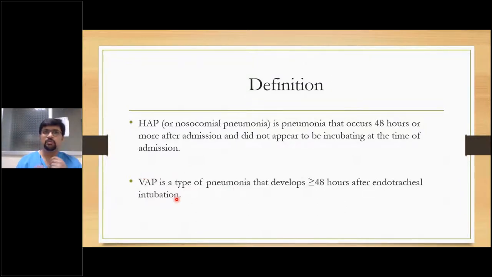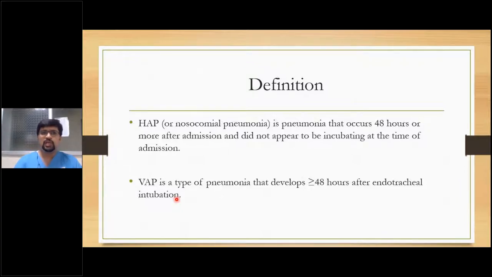Second thing is VAP or ventilator associated pneumonia is a subset of hospital acquired pneumonia. Only the people who are on a ventilator after getting admitted to the hospital usually develop a ventilator associated pneumonia. VAP is a type of pneumonia that develops more than 48 hours after endotracheal intubation. 48 hours is very important. There is one more differentiation here. VAP can be told as early VAP and late VAP also. Early VAP will have organisms which are similar to hospital acquired pneumonia or community acquired pneumonia, and a later VAP will have more MDR organisms as such.